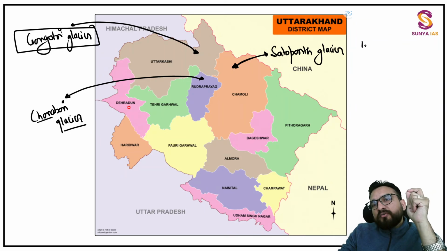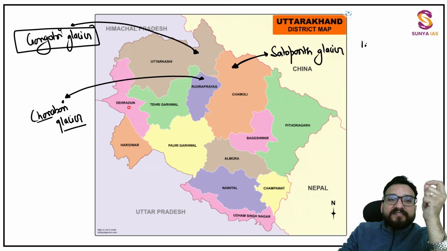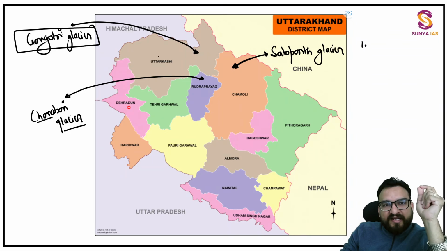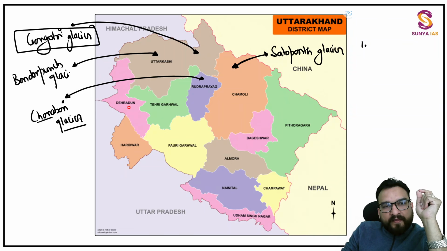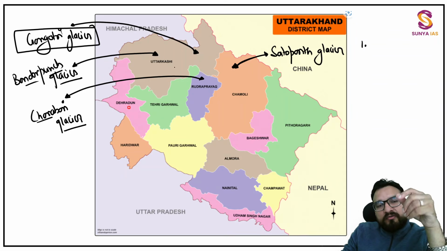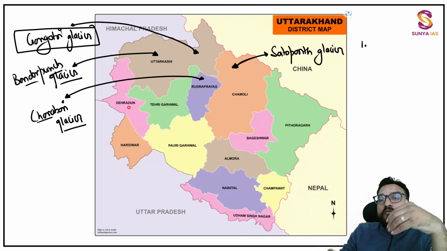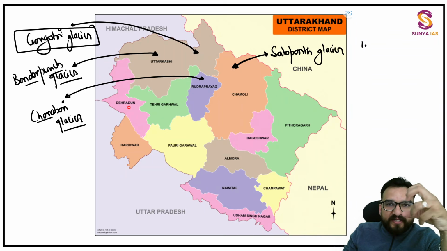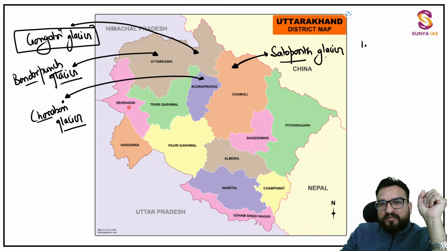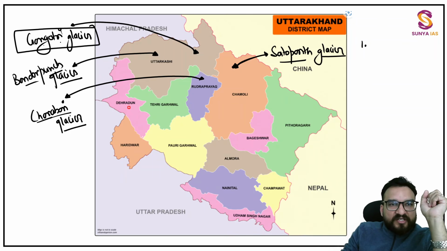Then my question to you is, which one of the following is the largest glacier of our country? Right, this is the second largest glacier. And then in Uttarkashi over here you are going to find Bandarpunch Glacier. Bandarpunch Glacier, guys. Now these districts, no need to learn these districts. This is I am telling you for your more clarity, right? So where exactly these places are: Satopanth Glacier, Chorabari Glacier, Gangotri Glacier, and Bandarpunch Glacier.